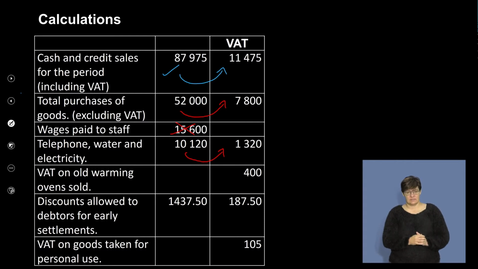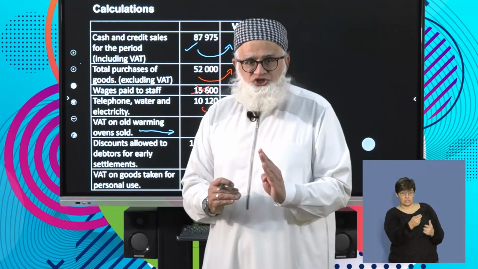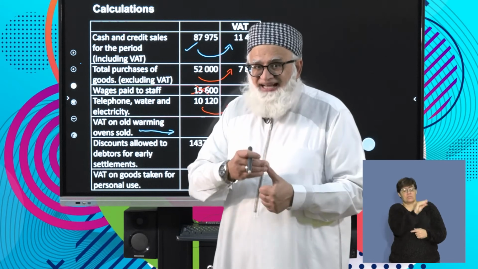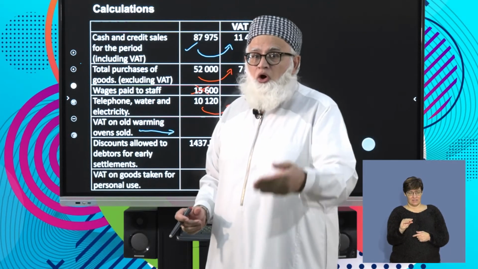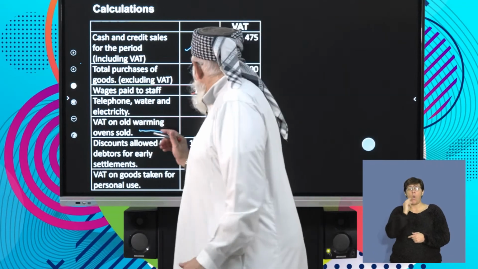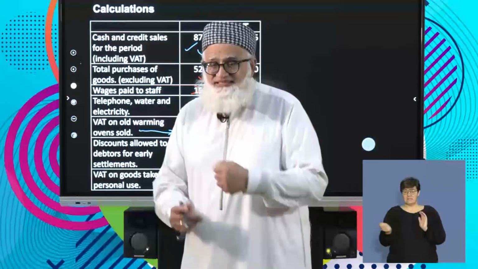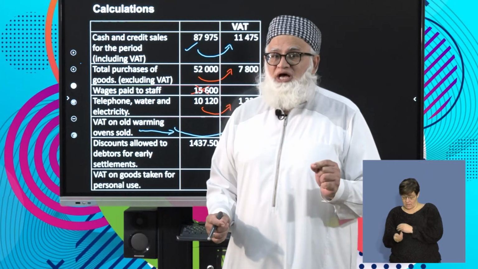Okay, now look at the next item. They're telling you here that the VAT amount on old warming ovens that was sold, right? They're giving you the VAT amount. And that is why I say, read the full question. There's no calculation necessary, but they're telling you that the amount of VAT that was collected on old ovens that was sold amounted to 400. So clearly you can see, there we go, that would form part of my output VAT. Why? I've sold the ovens, I've collected the VAT, I need to pay it over to SARS. Okay.